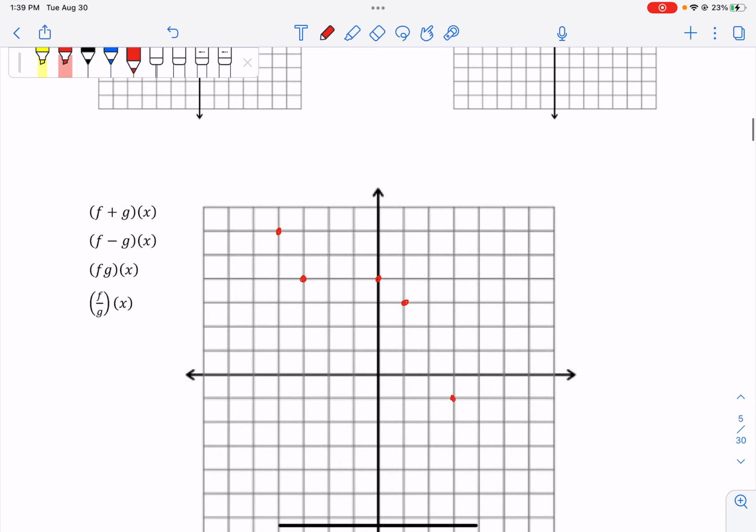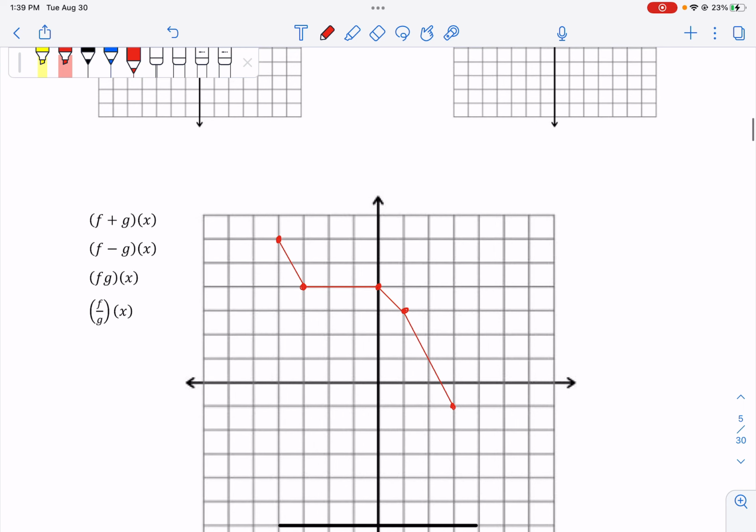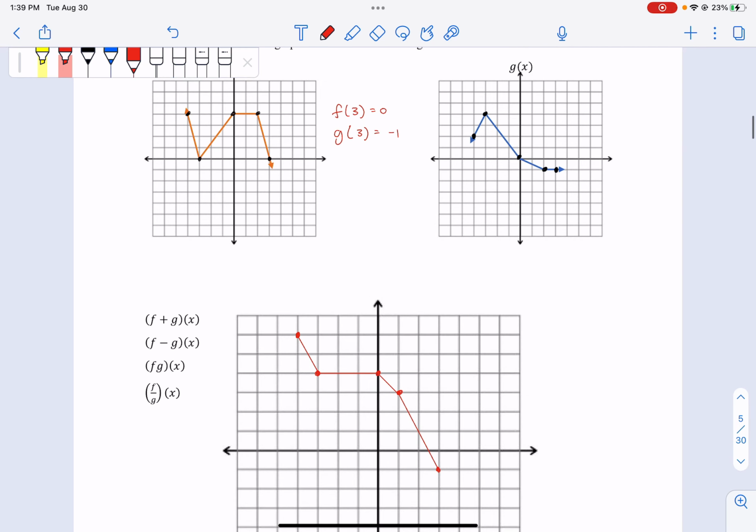Once you do that, just connect as much as you can. There, here, here, and there you go. So if you do f of x plus g of x, if you combine this and this together, and you're adding those two functions, here's what you get. Okay. And I guess you would put the arrow here because it keeps going nonstop, as it says in the question.